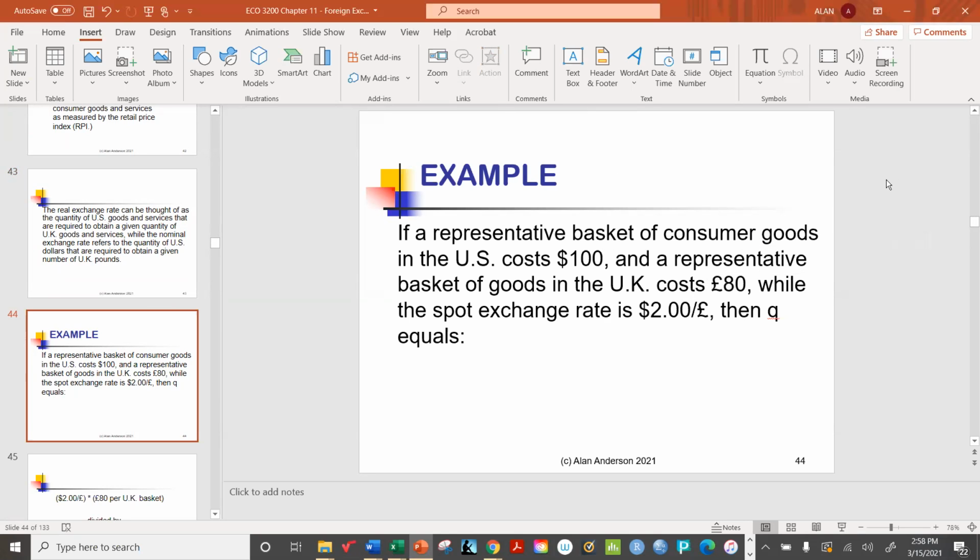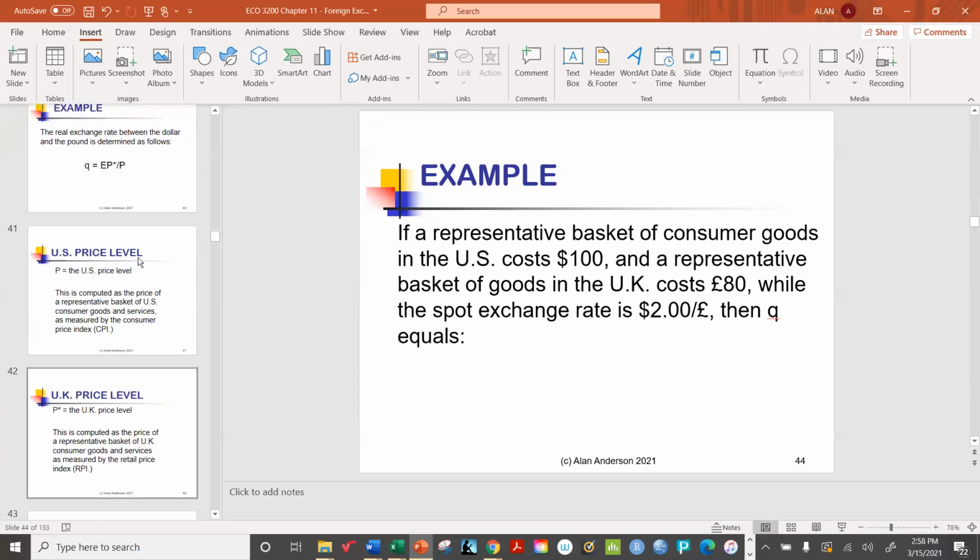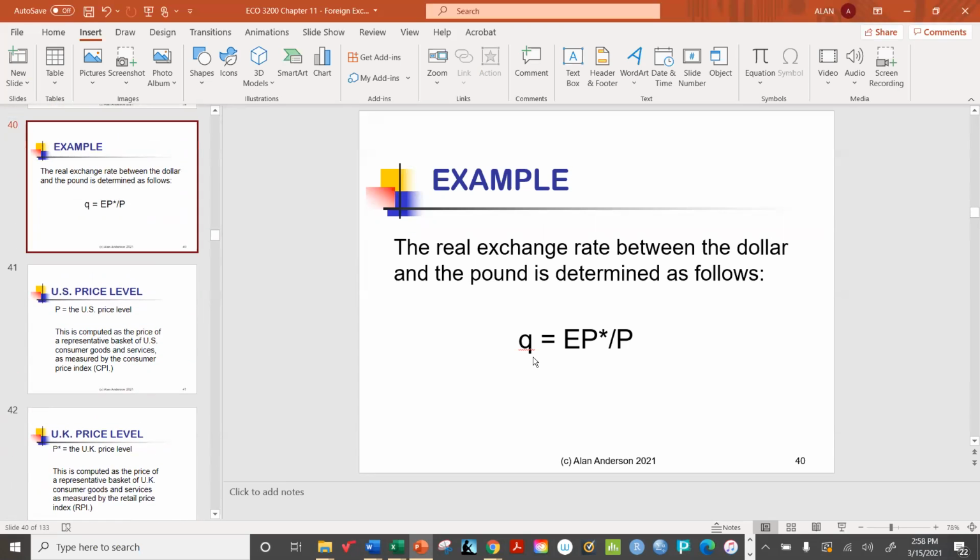Okay, so their basket cost 80 pounds. And then the spot exchange rate between the dollar and the pound is $2 per pound. And again, we're doing this just to keep it simple. Then how do we calculate the real exchange rate? All right, well, we saw the formula a few minutes ago. Let's remind ourselves what this is equal to.